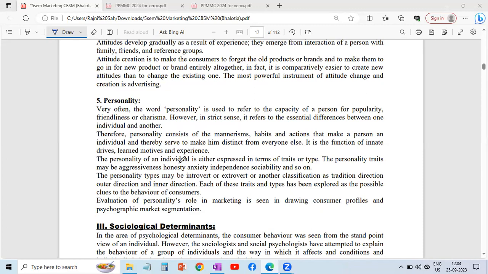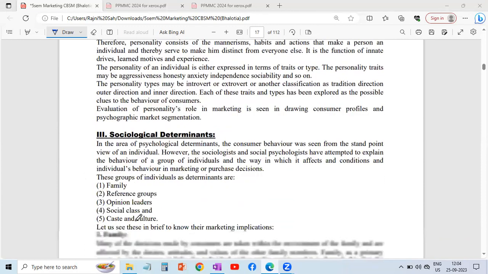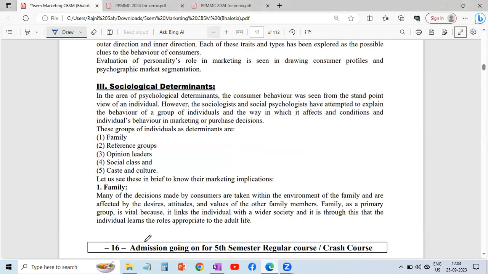In the area of sociological determinants, the consumer behavior was seen from the standpoint of the groups we can say here: family, reference group, opinion leaders, social class, caste and culture. Now, what about family?